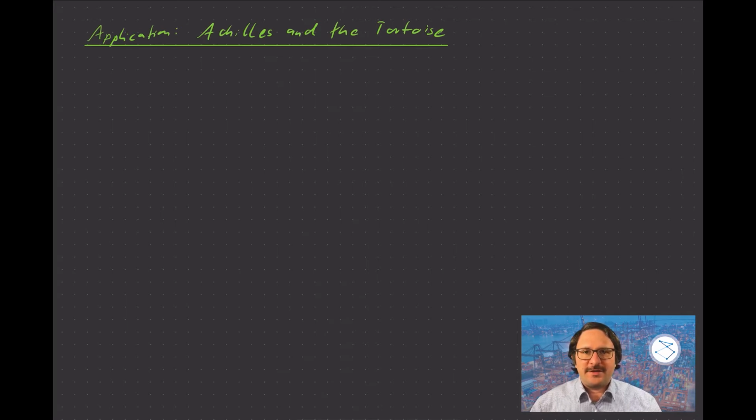Now, both start at the same time. The tortoise has a head start. And at some point, Achilles will have reached the starting point of the tortoise. In the same time, the tortoise will have moved on. So it still has a head start.